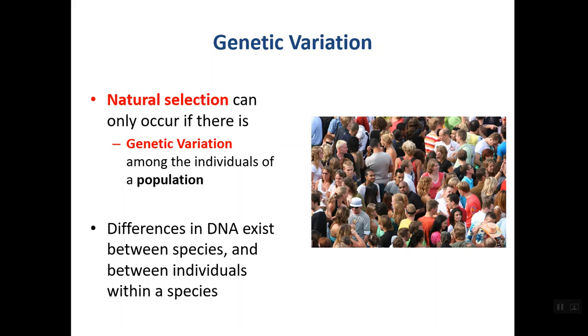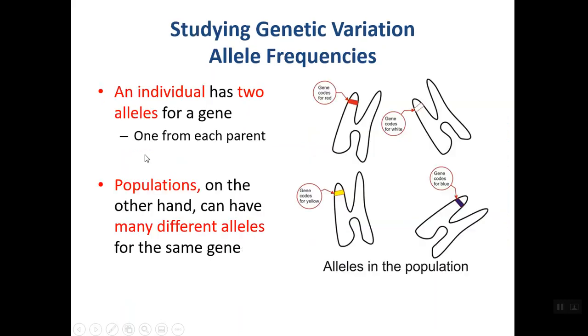Therefore, if there wasn't genetic variation, there would be no natural selection or no evolution. So differences in DNA exist in individuals within a species. We're all different, and those differences are at the base of evolution of a species, change over time. Now, what we're going to understand today is how allele frequencies behave in populations.